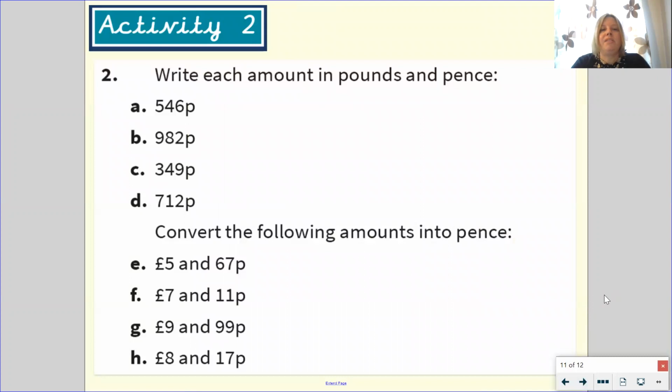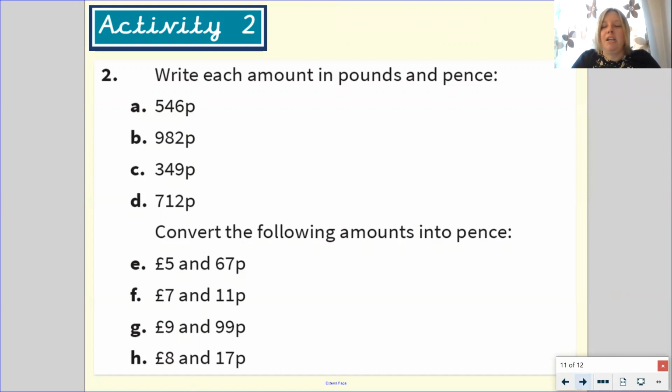Let's have a look at activity 2. Write each amount in pounds and pence. So remember that sentence that we've been using with the word and in to tell us how much money there is. So you need to write each amount in pounds and pence. You can go back to earlier on in the video so you can get that sentence to help you. Then you need to convert the following amounts into pence. Remember, there are 100 pence in £1.